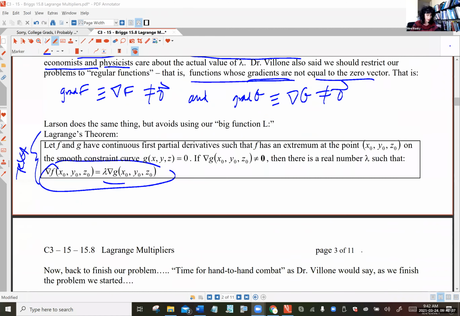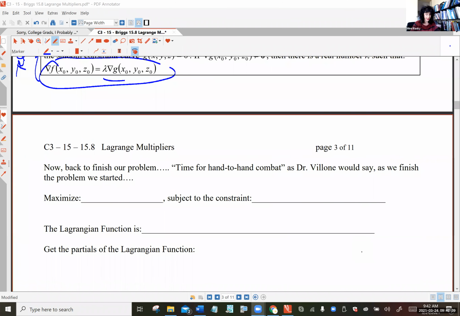So any questions so far of what I'm doing here? You guys kind of get the structure of the Lagrange method? Because we're going to do it right now for real. Let's go for it. So back to the box problem, and as Dr. Vallone would say, time for hand-to-hand combat. We're going to maximize our big F, which is volume.